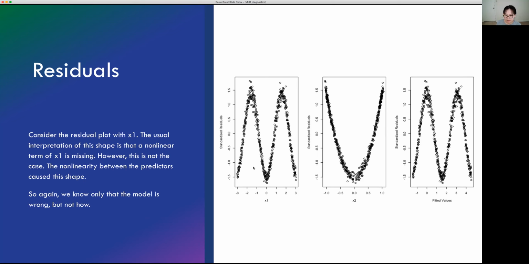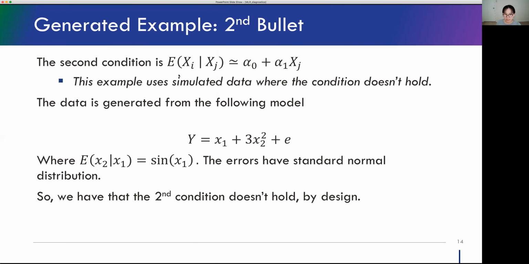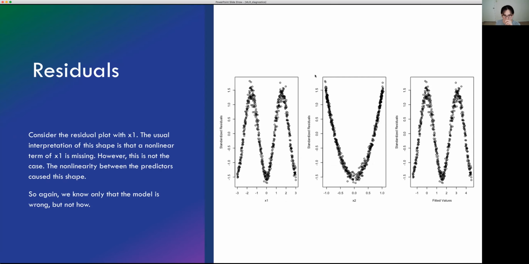So again, in this case, we know the model is wrong, but we cannot directly declare, as before, that we need a nonlinear term with respect to x1 to include in the model, because the second condition is not met. So when you look at the diagnostics of your multiple regression model, you have to be really careful.